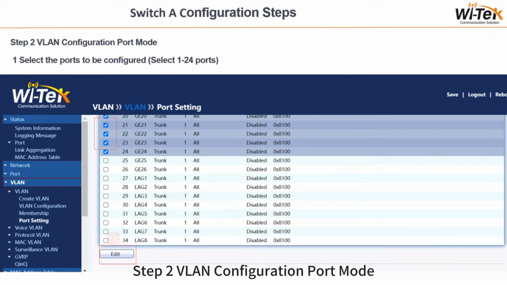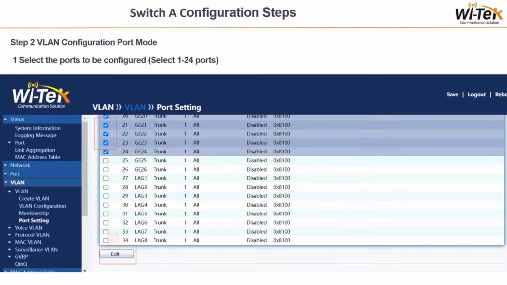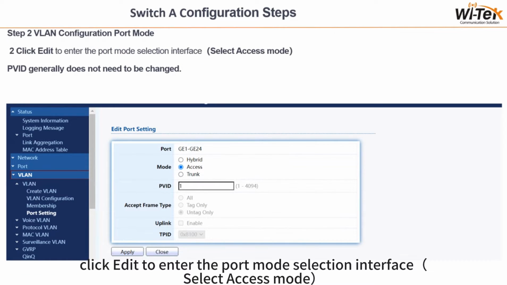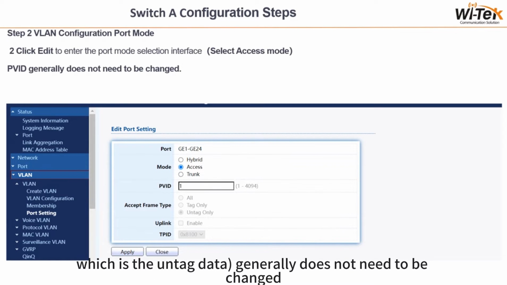Step 2. VLAN Configuration, Port Mode. First, select the ports to be configured. Set 1 to 24 ports. Secondly, click Edit to enter the port mode selection interface. Select Access Mode. PVID is equivalent to the ID number of the VLAN tag, which is the end tag data. Generally it does not need to be changed.